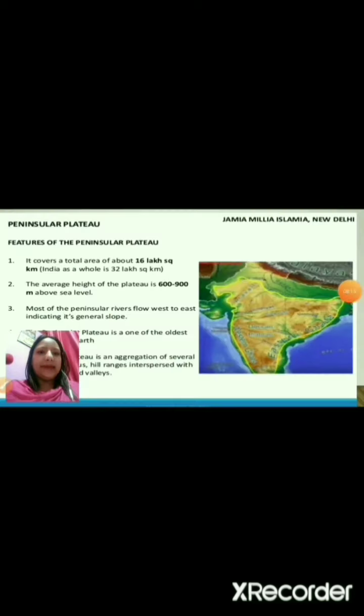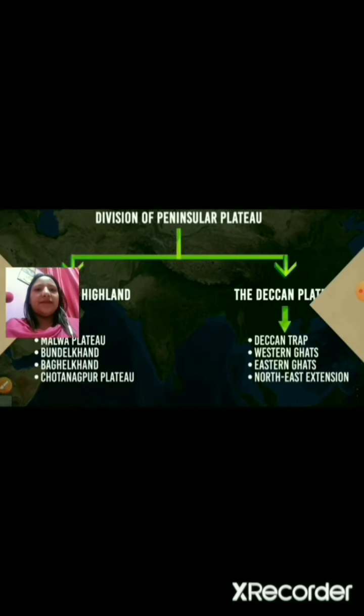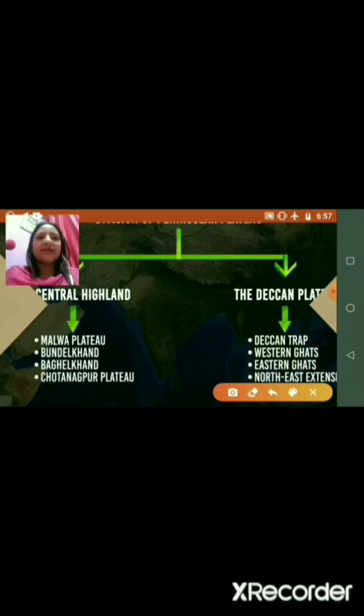Okay, now see the next. See the exact triangular shape of our peninsular India. As I already said, it has two segments: one is Central Highland, another one is Deccan Plateau. You see the division of the Central Highland. Central Highland is composed of the Malwa Plateau, Bundelkhand, Baghelkhand and Chotanagpur Plateau, and the Deccan Plateau again consists of the Deccan Trap, Western Ghats, Eastern Ghats and the Northeast extension.